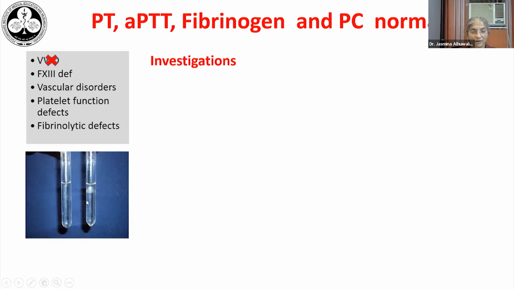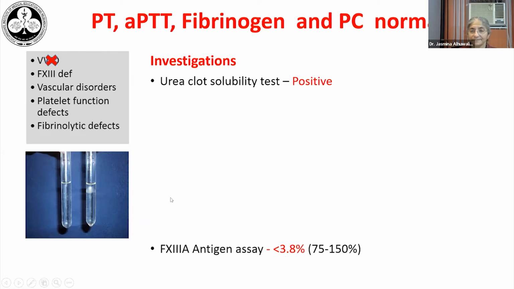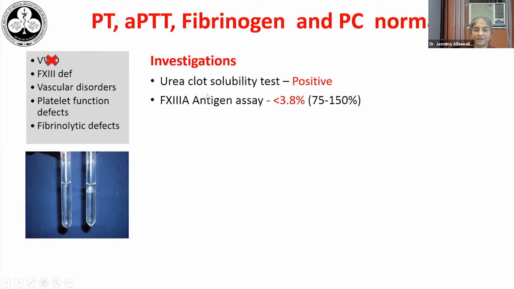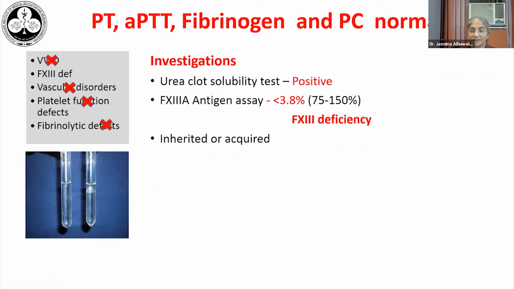In a normal person, the clot is well seen, but in a patient with factor 13 deficiency, the clot completely dissolves. So this patient had a positive urea clot solubility test. This needs to be confirmed, and this was done by measuring the factor 13A antigen, which was less than 3.8%. So we are looking at a factor 13 deficiency in this patient. Factor 13 deficiency can be inherited or acquired.